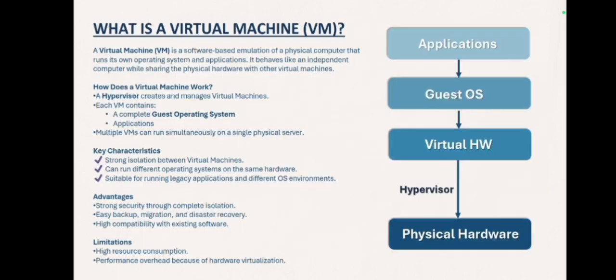A virtual machine is a software based version of a physical computer. Each virtual machine has its own guest operating system, applications, and virtual hardware. A hypervisor creates and manages these virtual machines. Since VMs run a complete operating system, they provide strong isolation and security, but they also consume more CPU, more memory, and storage resources.